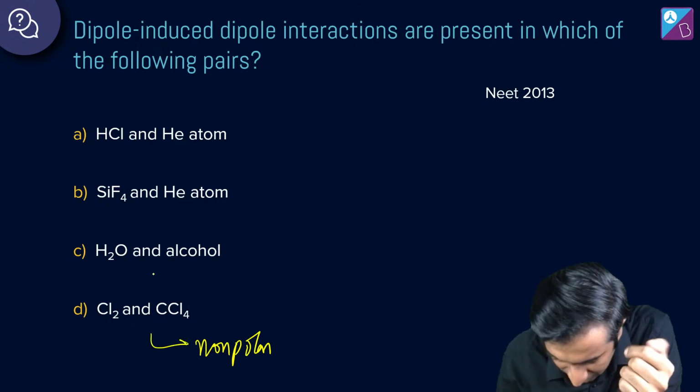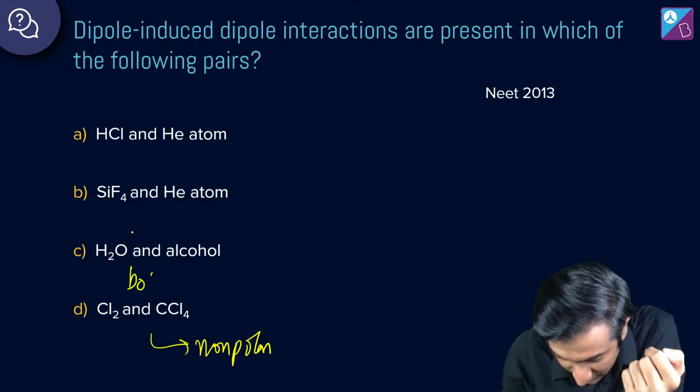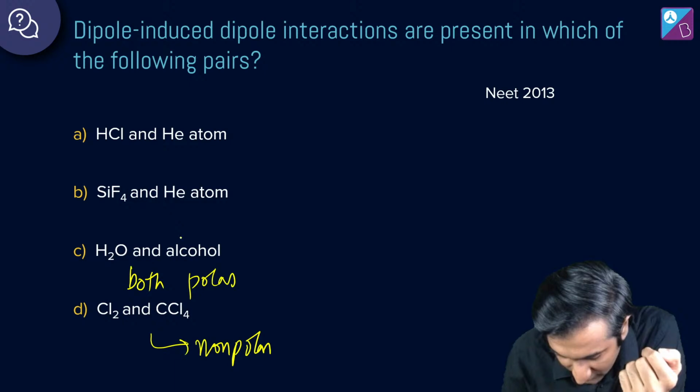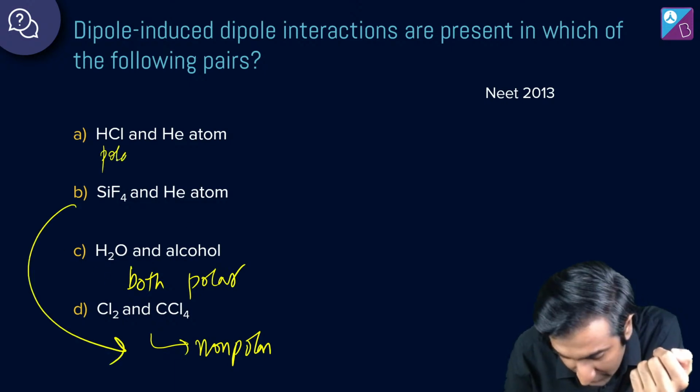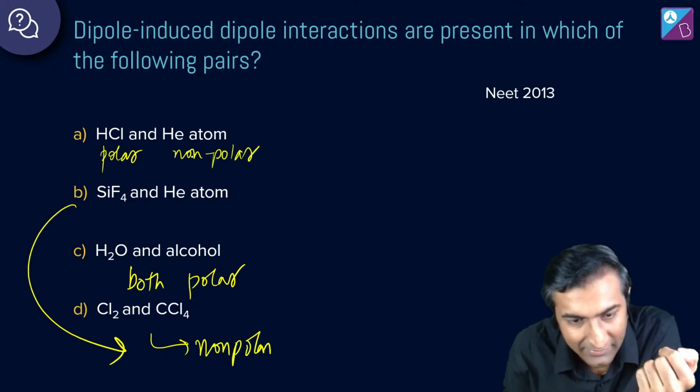Both of these are non-polar. Doesn't make sense. Here both are polar. सही है. Here also both are non-polar. Here ये है polar, ये है non-polar. So इसीलिए आंसर मेरे हिसाब से होना चाहिए.